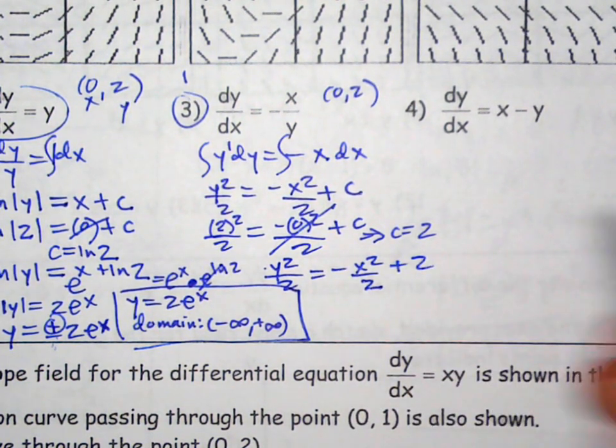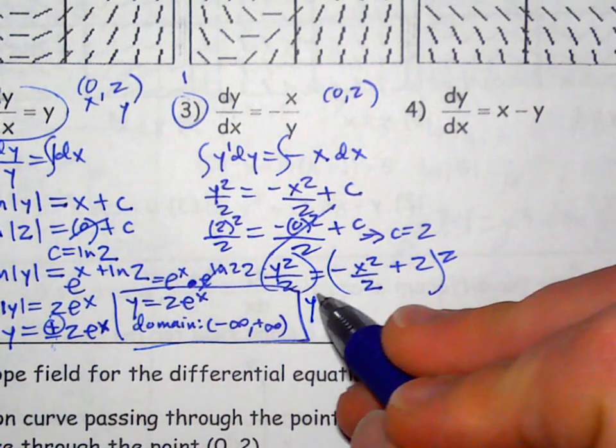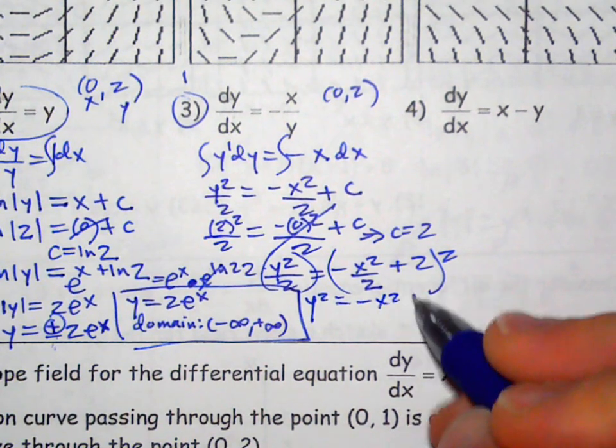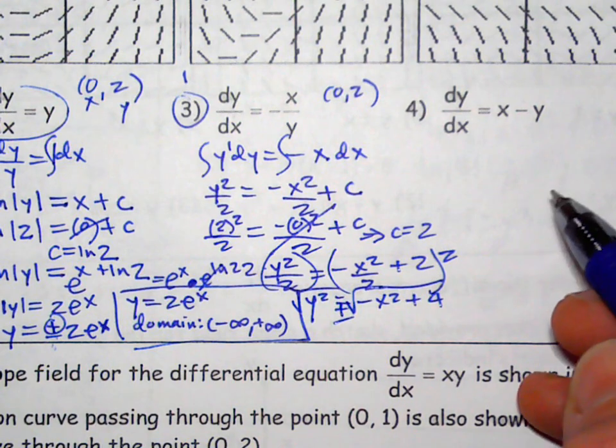And now we've got to solve for y. So we're going to multiply everything by 2. That's what I would do first. And we get negative x squared plus 4. We're going to take the square root of both sides, plus or minus. It could be the negative.